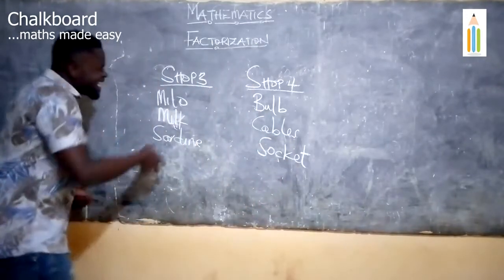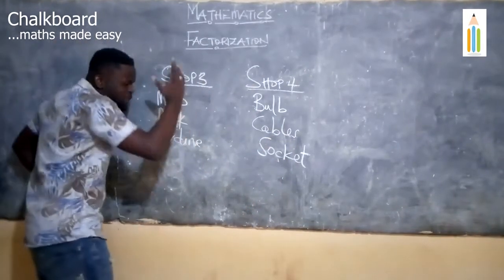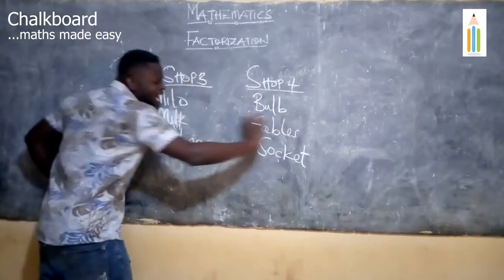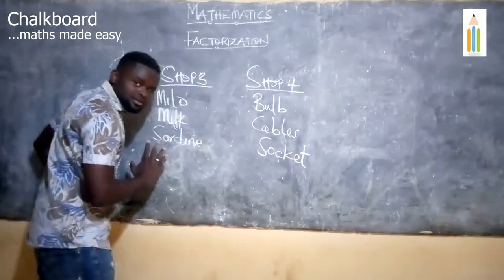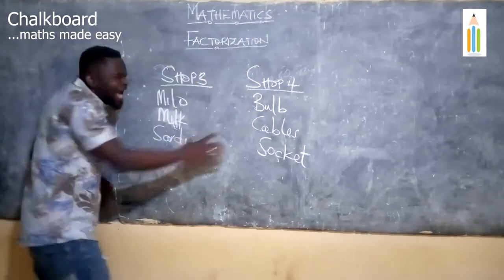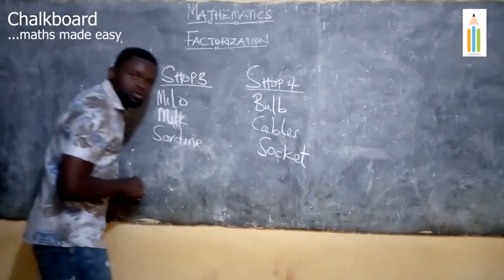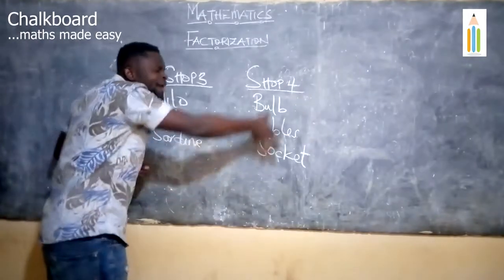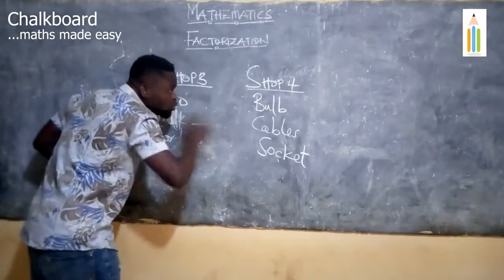Now listen. Now, if we compare shop 3 to shop 4, do we have some common items? No, we don't. Because the items sold in shop 3 are not sold in shop 4. So with this instance, we can't bring any element of these two shops out.